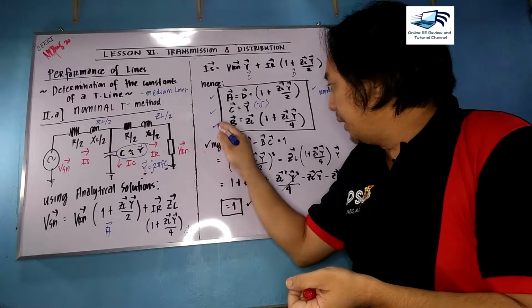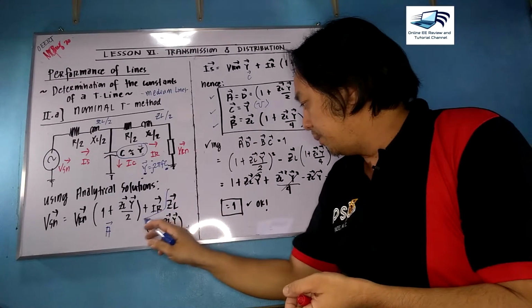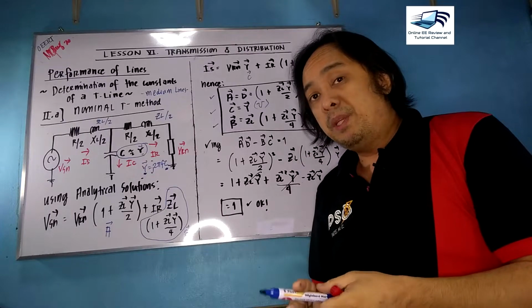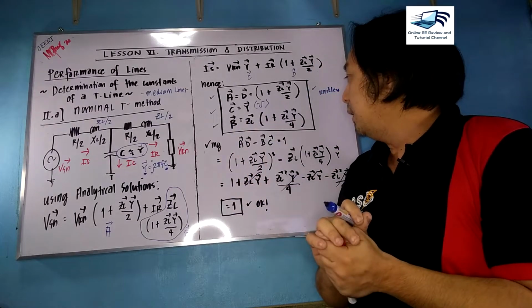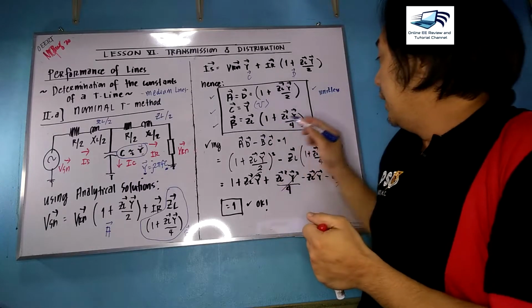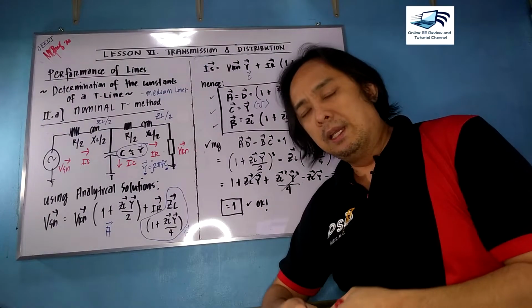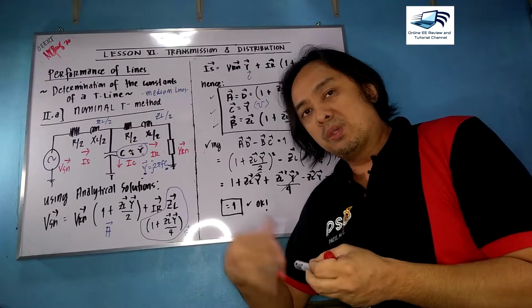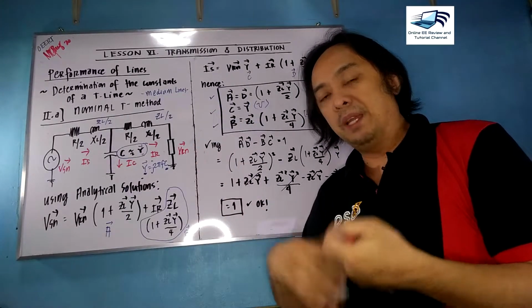And then your B has ZL times 1 plus ZLY all over 4. This is your B constant. You can correlate this on your ABCD constant matrix on your two-port, and thus B is equal to ZL times 1 plus ZLY all over 4, and the unit is ohms. So from the characteristics of your ABCD constants, A is equal to D, B is in ohms, C is in mhos, and it follows that general guideline.